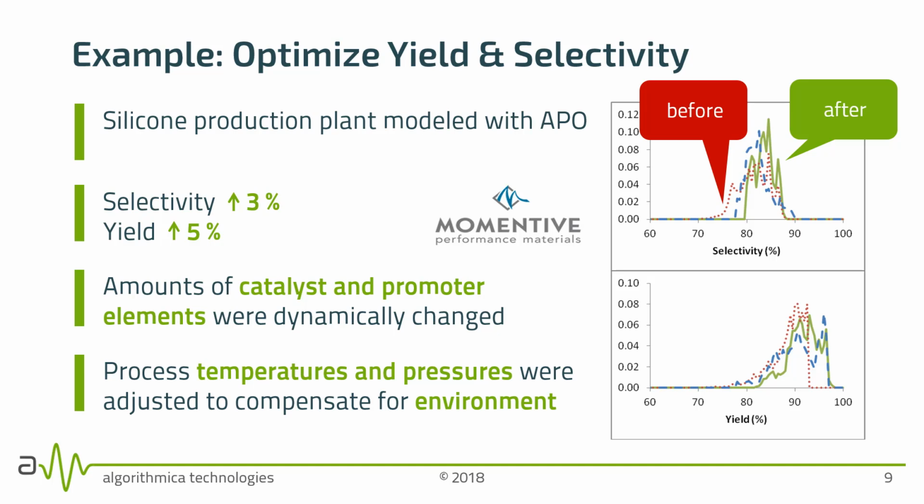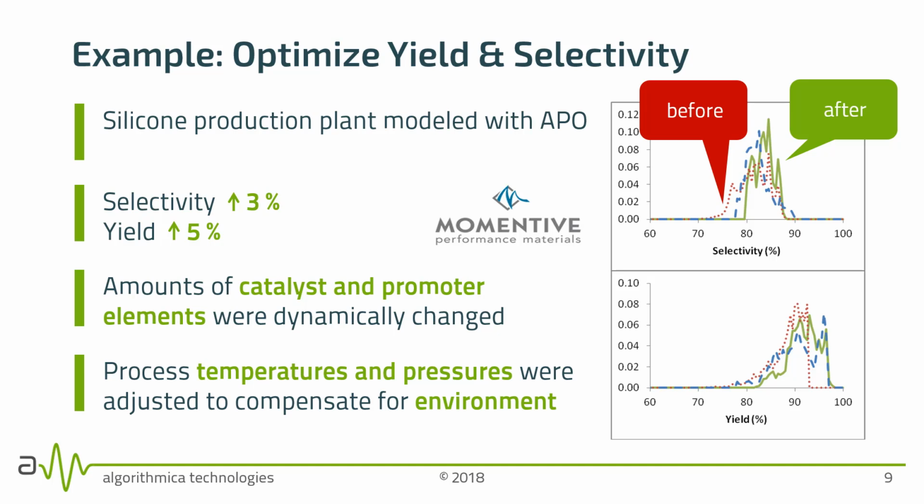Here's a silicone production plant that was modeled in this way, and it was found that by changing the amount of catalyst elements and promoter elements in the chemical reaction, the selectivity could be increased by 3%, and at the same time, the yield of the reaction could be improved by 5%. Nonetheless, we had to compensate for environmental factors such as the air temperature and air humidity by modifying pressures and temperatures of the process.